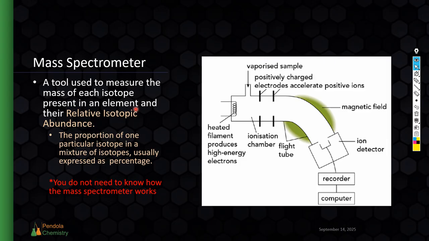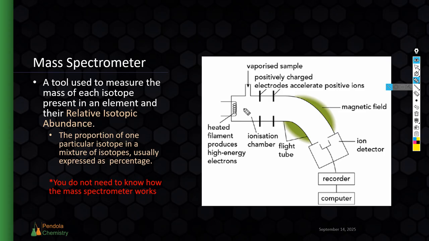Now, you don't need to know how the mass spectrometer works, but I think a basic understanding of it is helpful. Essentially, what we do is we introduce some kind of element into this machine, and then it gets vaporized with high heat, and ionization happens in this chamber. What ionization essentially means is that we are going to knock off some electrons from this atom so that they are all positively charged. Now, the positive charge doesn't matter. It's what we do with it that matters.